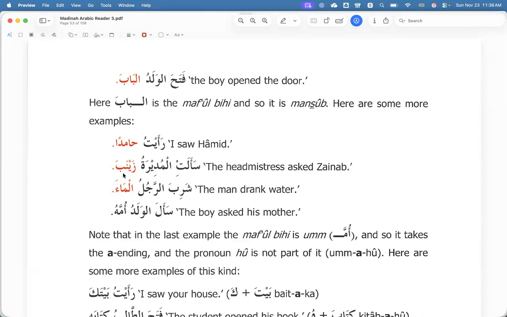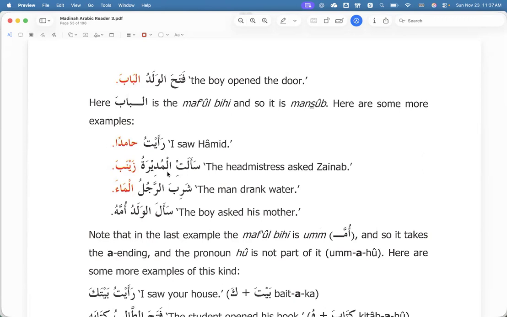Does that make sense? It's the same thing as this. فتح الولد الباب. This is marfu because this is the fa'il. And this is mansub, so this is maf'ul bihi. Okay? This is the object. Don't let the Arabic terms throw you off. Okay? It's the same concept we learn in all languages.